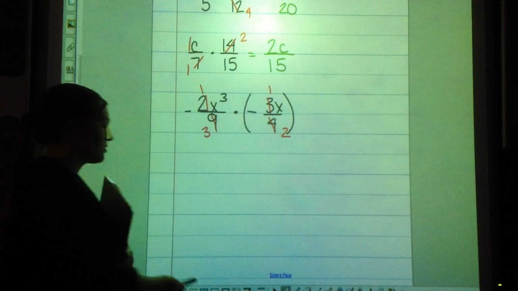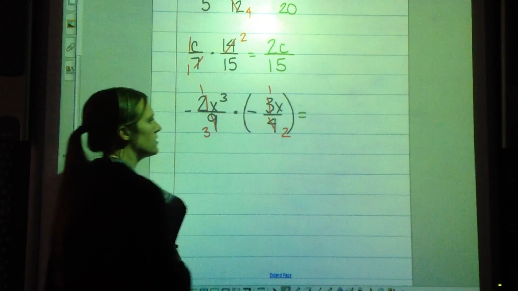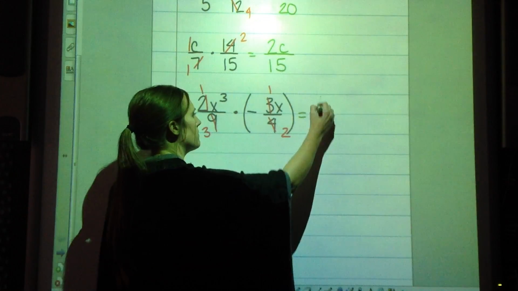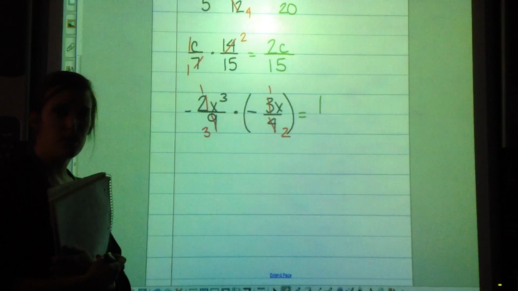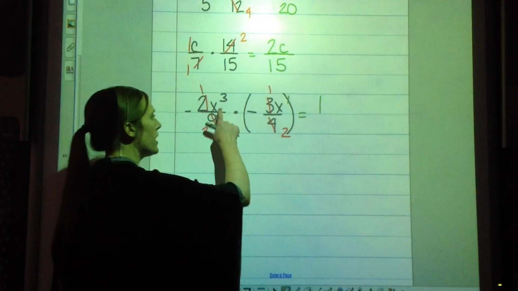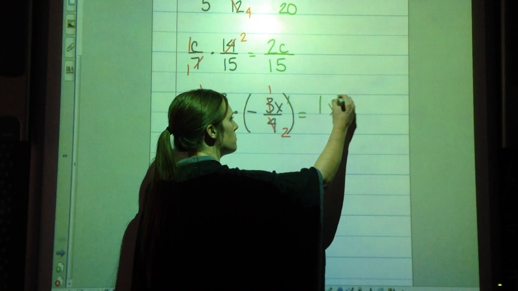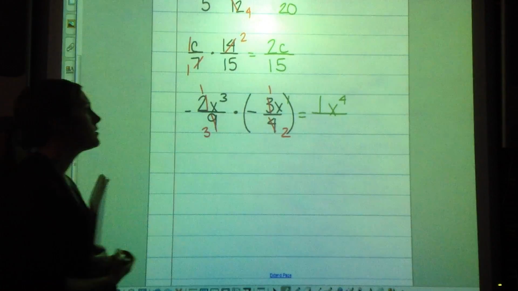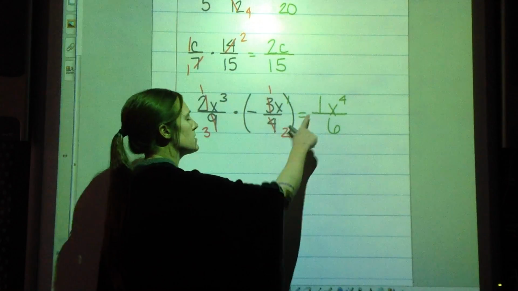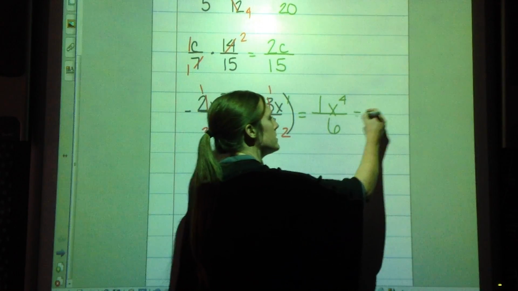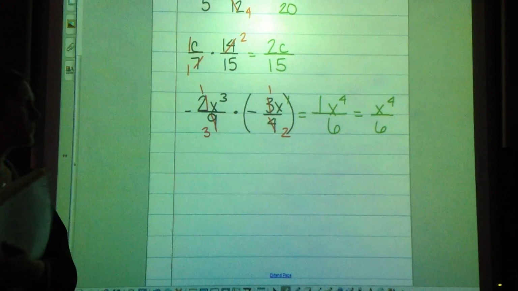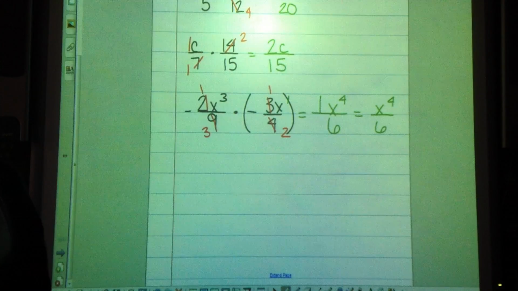Now I'm going to multiply across the numerators and then the denominators. This says, work with the coefficients, 1 times 1. Now we're multiplying variables. When we multiply variables, we add their exponents. So x cubed times x to the first is x to the fourth. The denominator is 3 times 2 is 6. A negative times a negative is a positive. The best answer here is x to the fourth over 6, but I would accept either answer. Let's try another one of those.